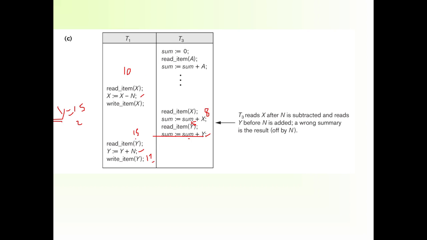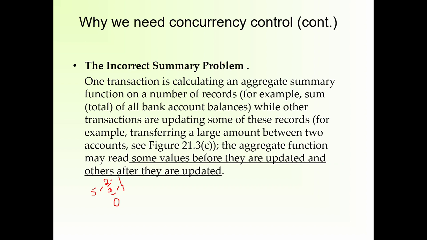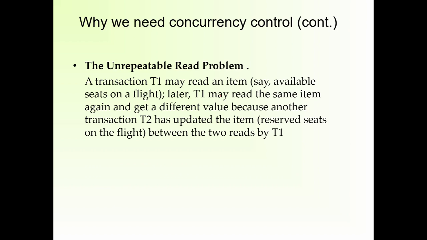Either you have to consider x and y both as old values, or consider both x and y as new values. But if x is taken as the new value and y as the old one, that is also not correct. So this is about the incorrect summary problem.